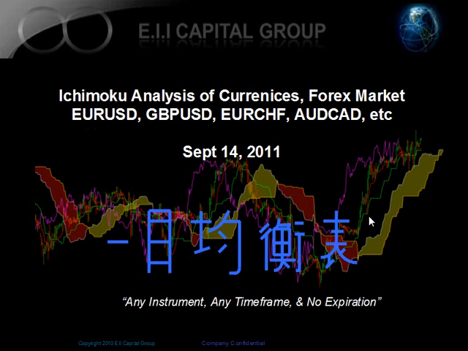Hello, this is Manish Patel from the EI Capital Group. Today is September 14, 2011. This is our weekly Ichimoku analysis for the currency market.